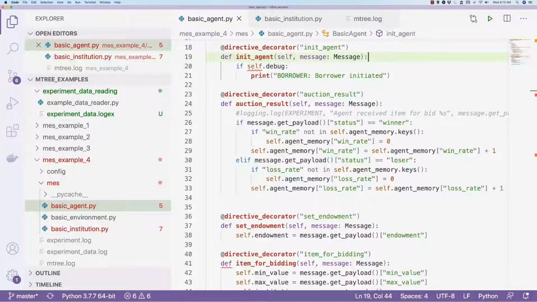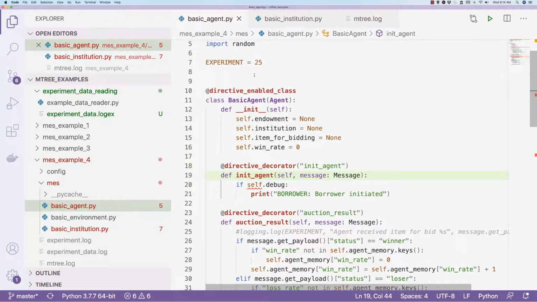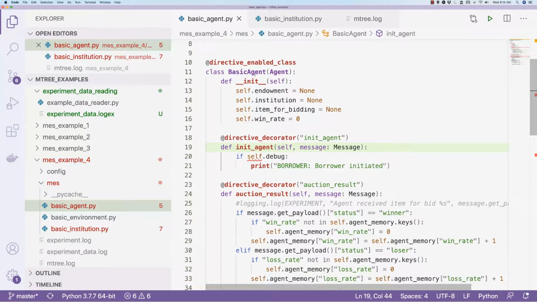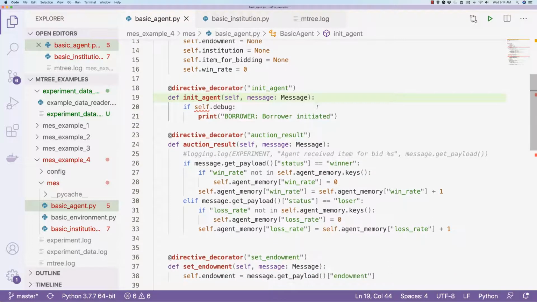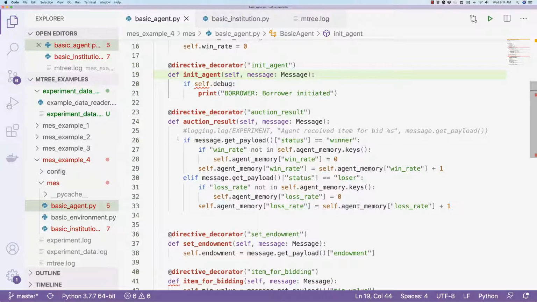Full example. So here's a full example of an agent with memory. It's pretty straightforward, very similar to the previous agents that we had. The only thing that we have, for example, is on the auction result. If you look here, we're checking to see if the win rate exists in the agent memory. If it does not, then we'll set it to 0. And then after it's been instantiated, we're just going to keep adding to the win rate.